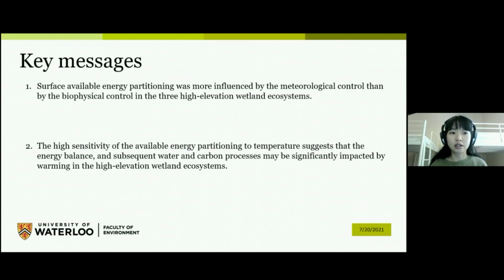And the other key message from our study is that the high sensitivity of the available energy partitioning to temperature suggests that the energy balance and the water and carbon processes may be significantly impacted by the warming in the high elevation wetland ecosystems.